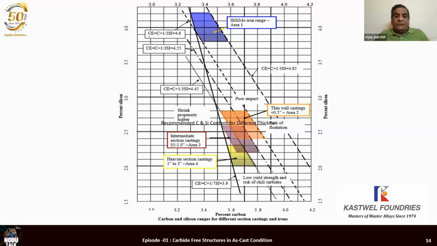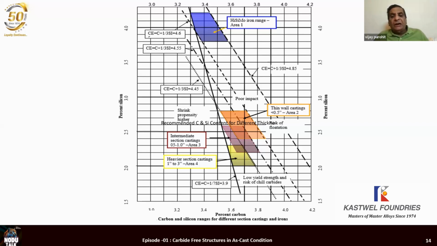Again, on the left hand side, it is bounded by the same curve. Carbon plus 1/7 silicon should be equal to or more than 3.9, again for SGIron. In this case, this is a heavy section, to avoid graphite flotation, look at the dotted line on the right hand side. It says carbon plus one third silicon for this dotted line should be 4.45. Got it?